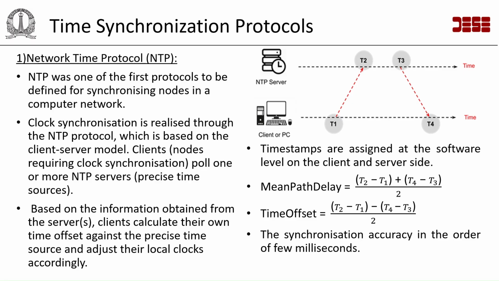To understand how time is distributed in the network, let's understand the protocols. One of the earliest protocols used is NTP. This NTP protocol is based on the client-server model. The client will poll one or more NTP servers, which are precise time sources. As shown in the figure, the client will poll the NTP server to capture all the timestamps through the handshake, from which path delay and time offset are obtained using these expressions, which are used to adjust their local clocks accordingly. Since the timestamps are captured at the software level, the synchronization accuracy is limited to the order of a few milliseconds.